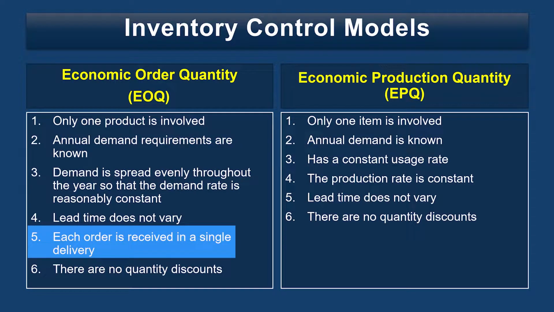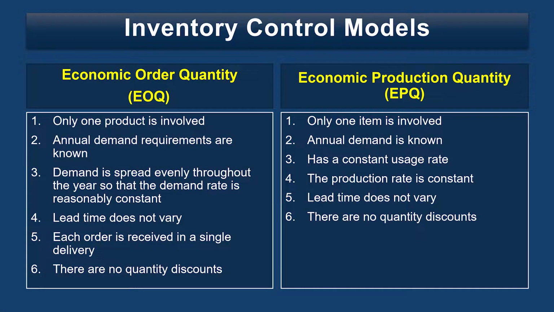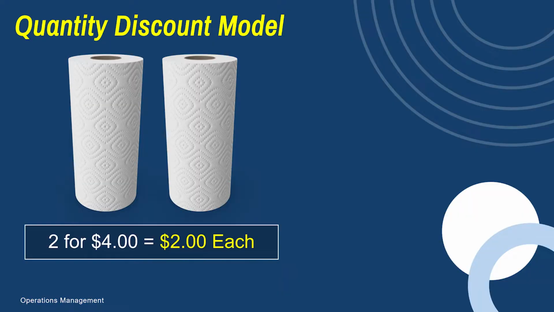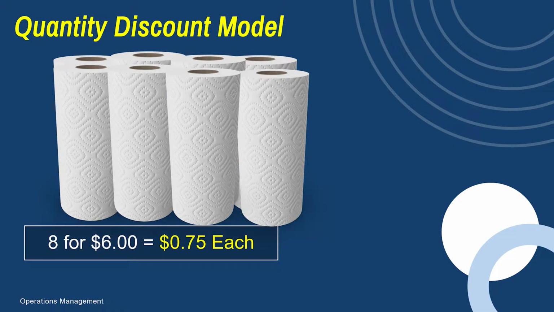Fifth, each order is received in a single delivery. Again, this is not batching deliveries together. We're looking at this order by order. And then lastly, number six, there are no quantity discounts. The quantity discount model is the more you buy, the more you save. We see that when we go to stores, for example, when we buy paper towels. Two paper towel rolls may cost you $4, so you're paying $2 for each roll. But then you may be able to get eight for $6. So you're not paying as much for those rolls because you're paying less money. These assumptions must be true for the economic order quantity to work.